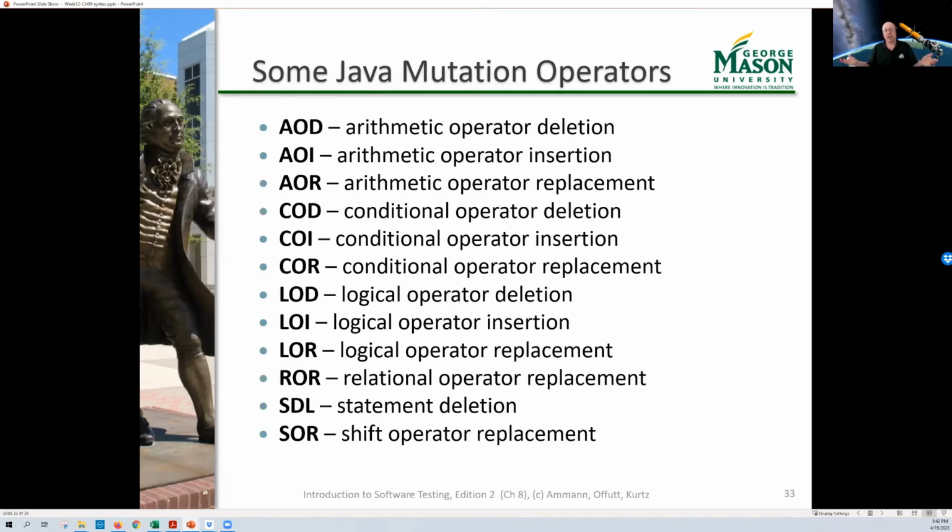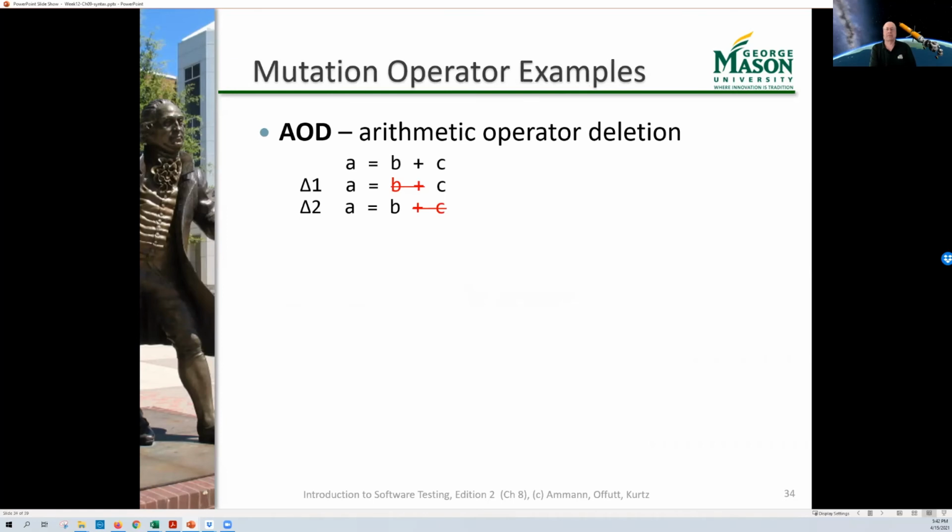So here are some mutation operators. These are taken from a particular tool for Java. We can have arithmetic operator deletion, arithmetic operator insertion, arithmetic operator replacement, conditional operator deletion, insertion, replacement, logical operator deletion and insertion, logical operator replacement, relational operator replacement, statement deletion, shift operator replacement. This list can go on. But this is kind of a high-level list of some fairly common ones. So let's take a look at what some of these things look like.